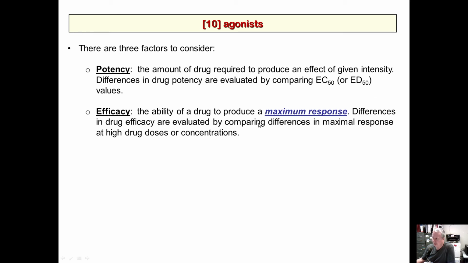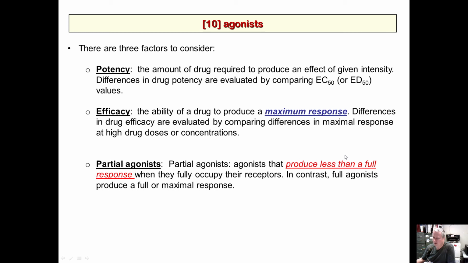When we consider efficacy, if two drugs both shut down a target completely or cause a maximum response, they have the same efficacy. But some drugs will have more efficacy, some drugs will have less efficacy. And then there's partial agonists, which produce less than a full response, like maybe 50% response, even at a high concentration. It's not like you'll necessarily reach 100% response.